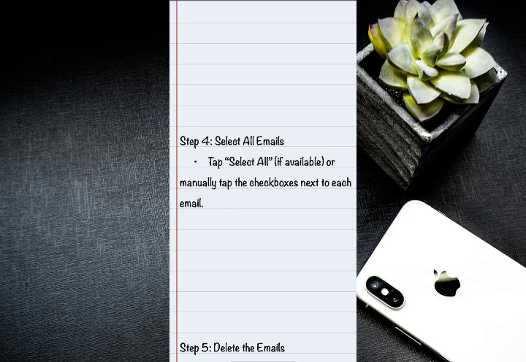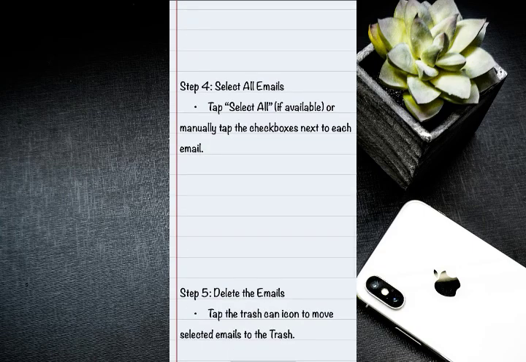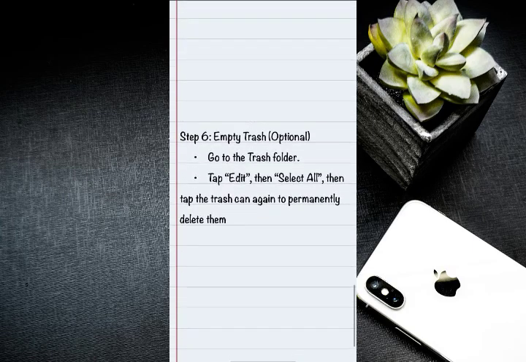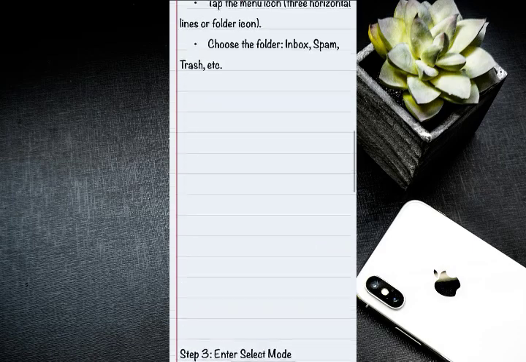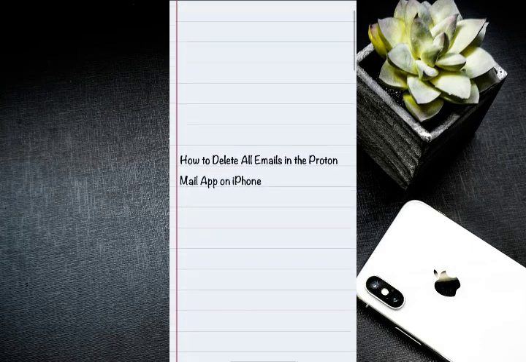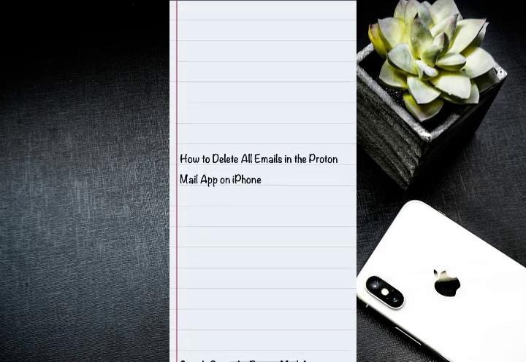Then tap select all if available, or manually pick the checkbox next to each email. Then after that, tap on the trash can icon to move the selected emails to the trash. Then after that, you have to go to the trash folder, then tap on edit, then select all, then tap the trash can again to permanently delete all the emails. And that's how you can simply delete all emails in the Proton Mail app on iPhone.